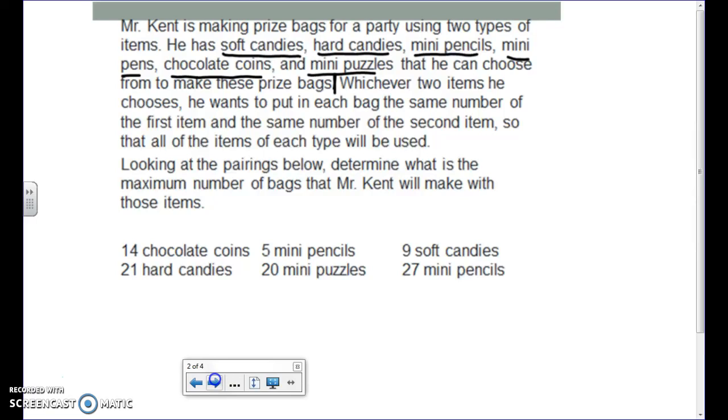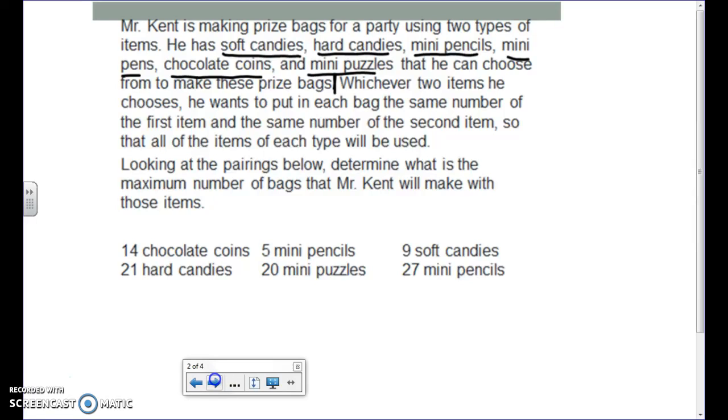All right. Then it says whichever two items he chooses, he wants to put in each bag the same number of the first item and the same number of the second item so that all the items of each type will be used. Okay, and so that one you might have to read twice. It says whichever two items he chooses, he wants to put in each bag the same number of the first item and the same number of the second item so that all the items of each type will be used.